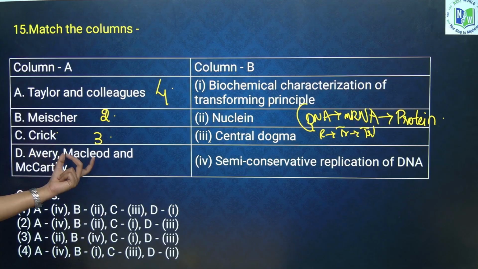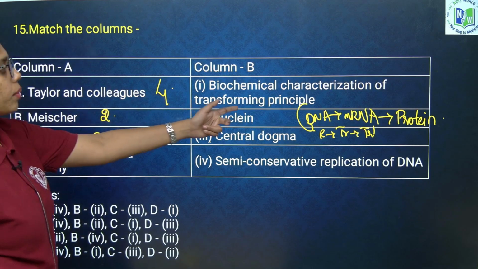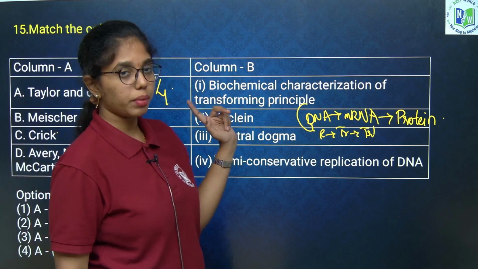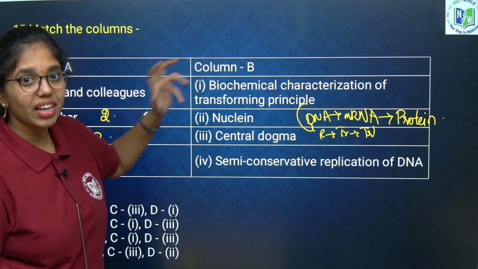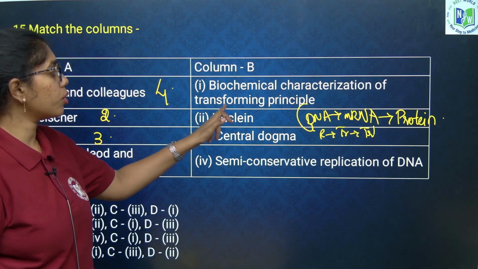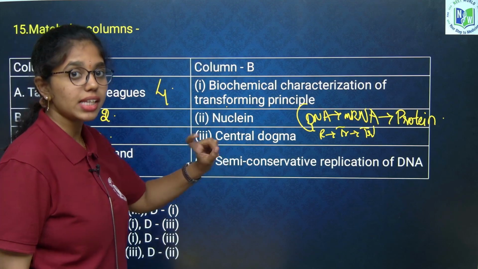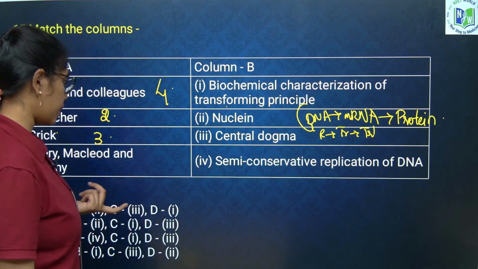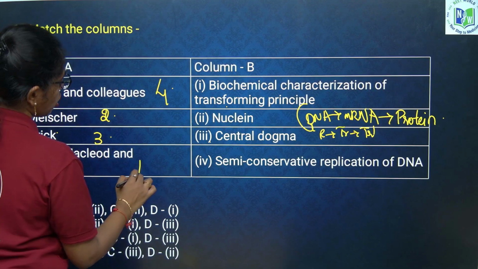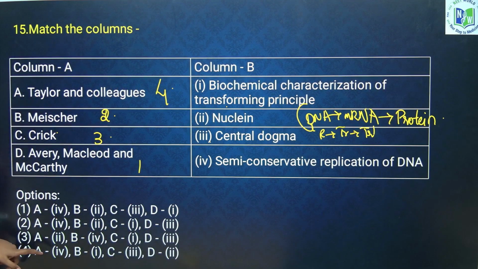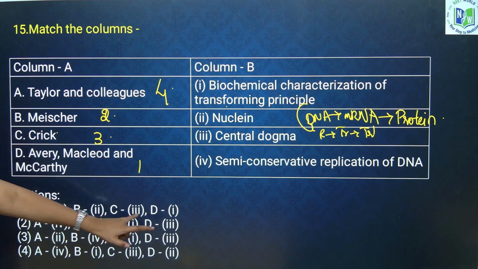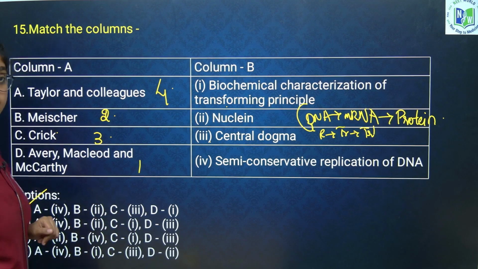Next, Avery, MacLeod and McCarty gave the biochemical characterization of the transforming principle. Just recently we solved that objective, where you have to be clear with RNase, protease, DNase, and what their activity is. So D is option 1. A is 4, B is 2, C is 3 and D is 1. Option 1 is the correct answer.